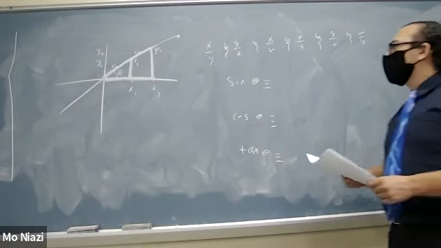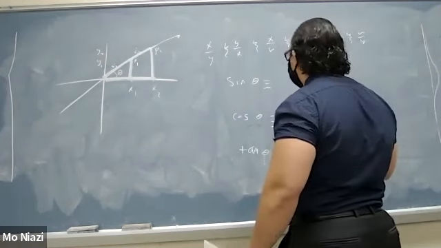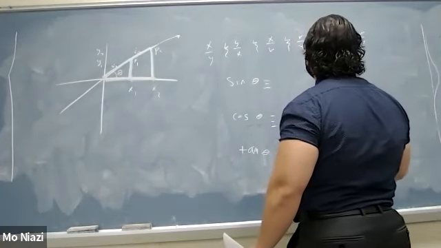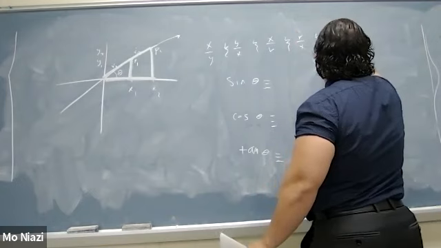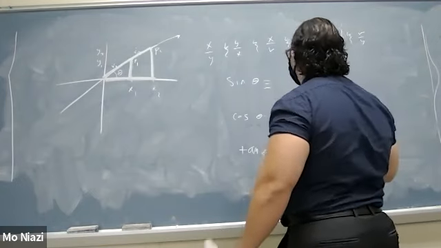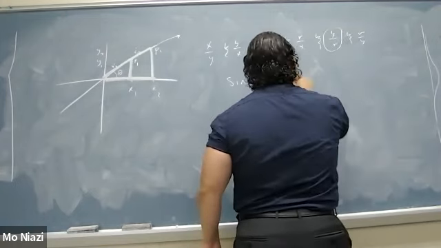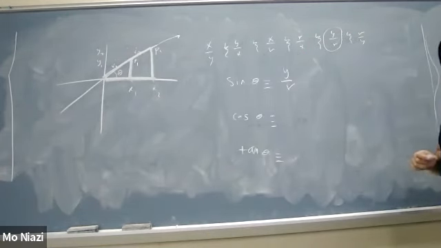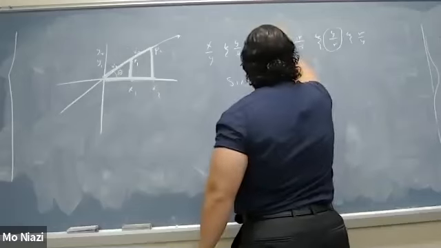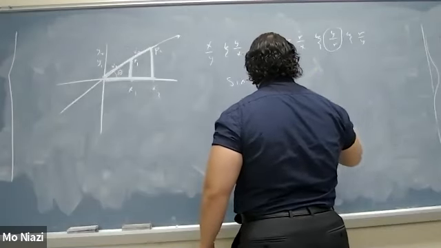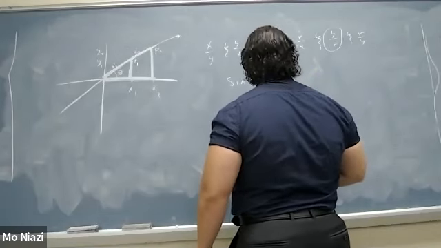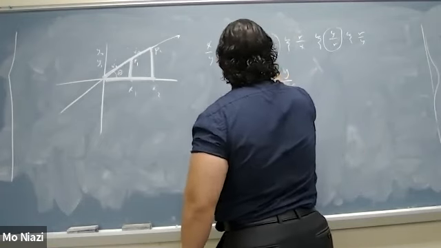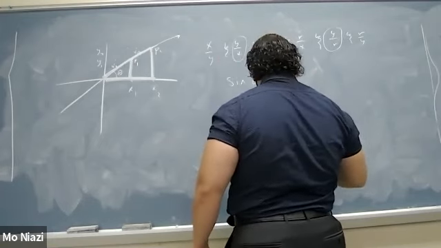Okay. Sine of theta is going to be this guy right here, y over r. Cosine of theta is going to be this guy, x over r. And tangent of theta is going to be this guy, y over x.